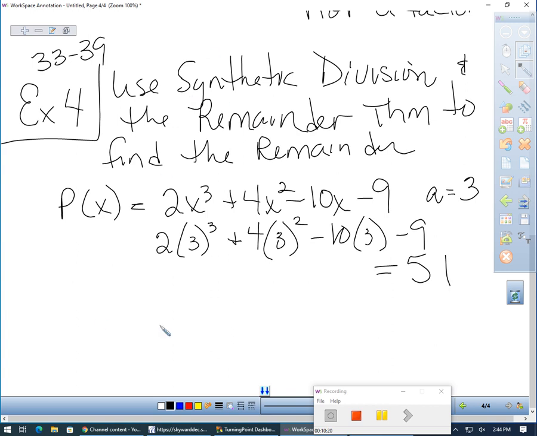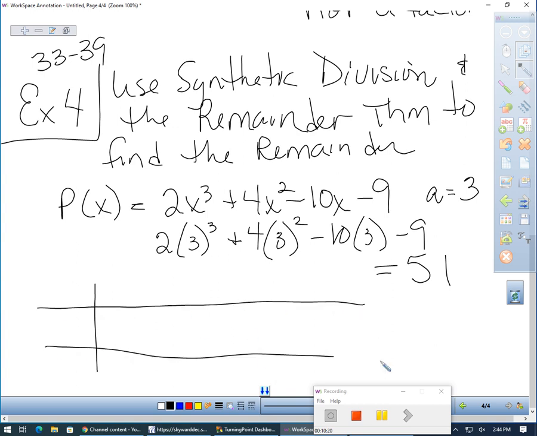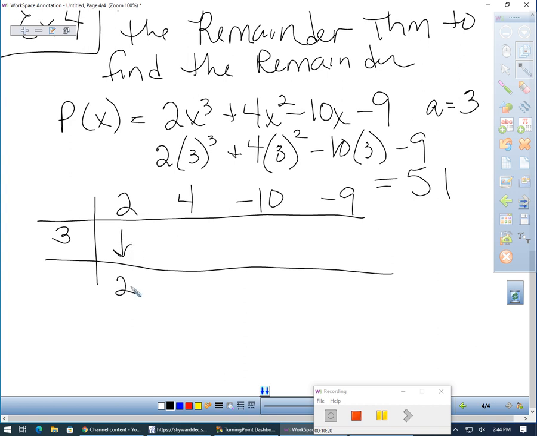I'd like to do it by synthetic as well. So in synthetic, same exact problem. I would put my coefficients across the top. So 2, 4, negative 10, negative 9, and this 0, the 3, goes on the outside. I would bring down my 2. 3 times 2 is 6. Add them together, I get 10. 3 times 10 is 30. Add them together, I get 20. 3 times 20 is 60. Add them together, I get 51.